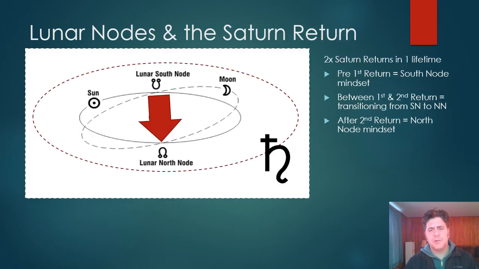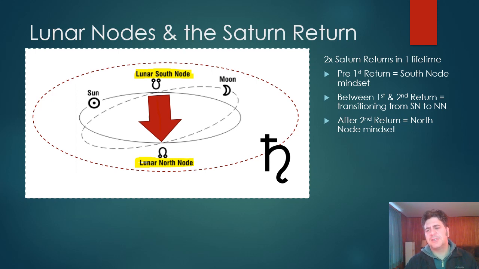So let's talk about lunar nodes and the Saturn return. There are 2 Saturn returns in a lifetime, every 28 or so years. Before our first return, we're definitely dominated by the mindset of the lunar south node. So before age 28, that's kind of how our mindset is. And then over time, we evolve, and after the first Saturn return, we start to develop our lunar north node mindset.